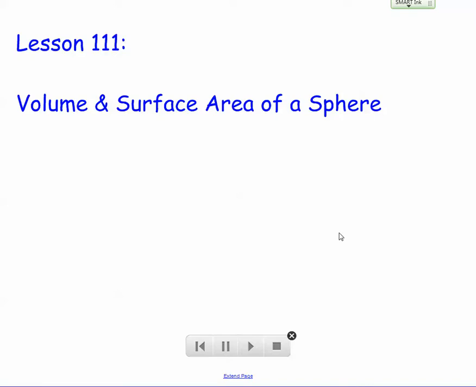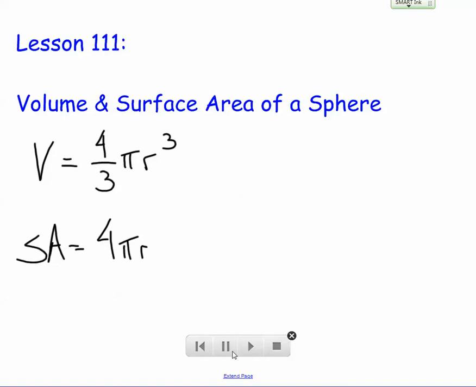Okay, today we're going to do volume and surface area of spheres. Just two very simple formulas for us. We can get into class why the formulas are what they are, but for right now I think we should just concentrate on using them. So the volume of a sphere is 4/3 pi r cubed, and the surface area of a sphere is 4 pi r squared. So really it's just order of operations.